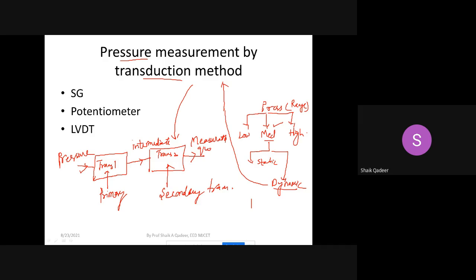Please write this down in your notebook. Write down: pressure measurement by transduction method. First point: for this, we need to use the block diagram shown in figure. Is it over? Sir, 1 second. Yeah. For this, we need to use the block diagram shown in figure.